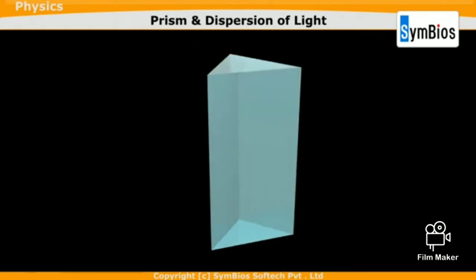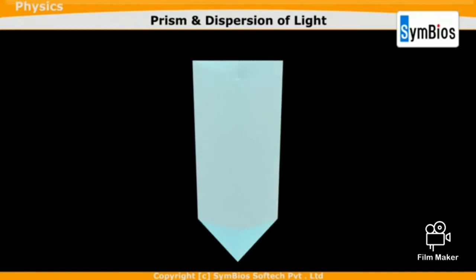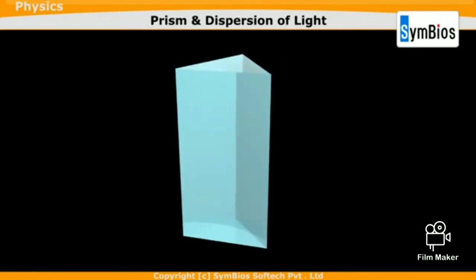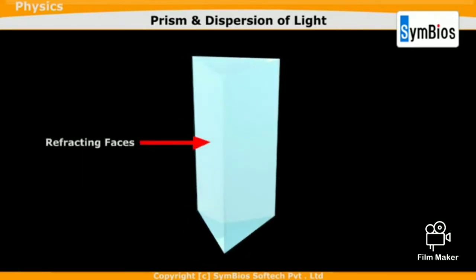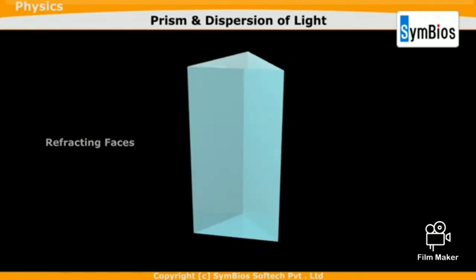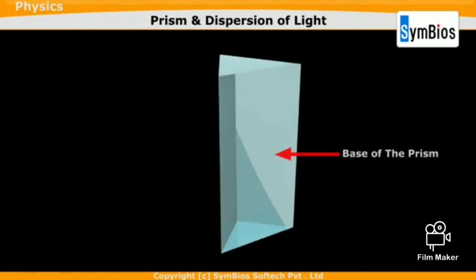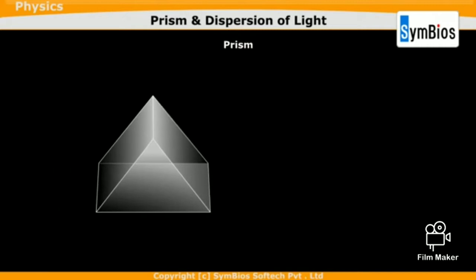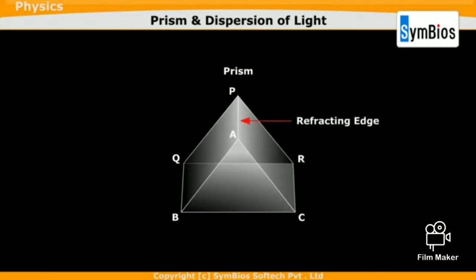to each other. Of the 3 rectangular faces, 2 are well polished and are called the refracting faces. The 3rd rectangular face is grounded and is called the base of the prism. Let us consider the prism with triangular surfaces ABC and PQR and rectangular surfaces ABQP and APRC. BQRC forms the base of the prism.